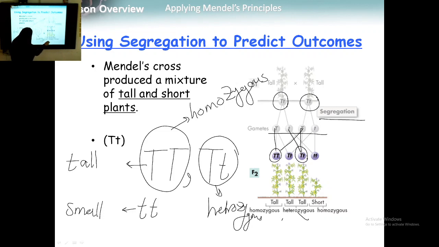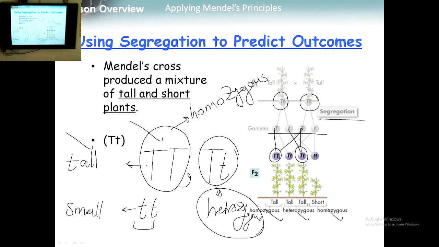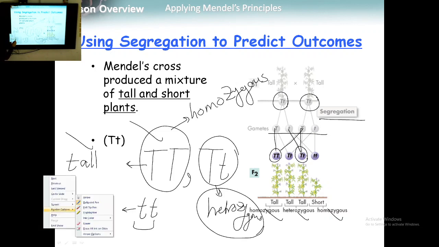Okay? And this T small and T small, we also call it homozygous. So you have to know the genotype, which is this. You have to know the phenotype, which is this. And you have to know the name of the genotype and the phenotype at the same time. Is that clear?